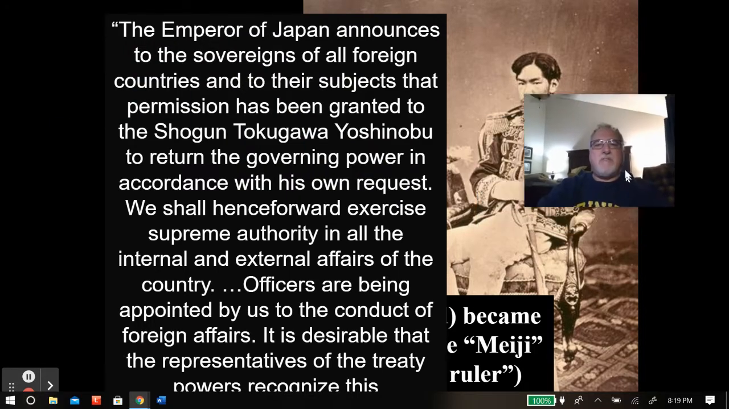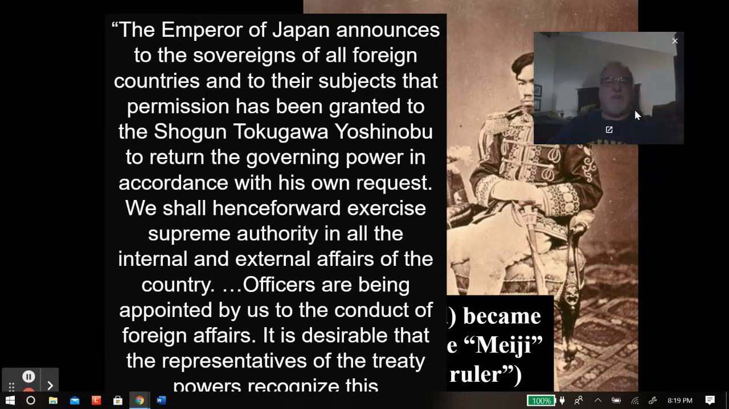So let me read this. The Emperor of Japan announces to the sovereigns of all foreign countries and to their subjects that permission has been granted to the Shogun Tokugawa Yoshinobu to return the governing power in accordance with his own request. We shall henceforward exercise supreme authority in all the internal and external affairs of the country. Officers are being appointed by us to the conduct of foreign affairs. It is desirable that the representatives of the treaty powers recognize this. Basically, there is a new sheriff in town, and we're going to put new people in town, and we're going to see how this goes.